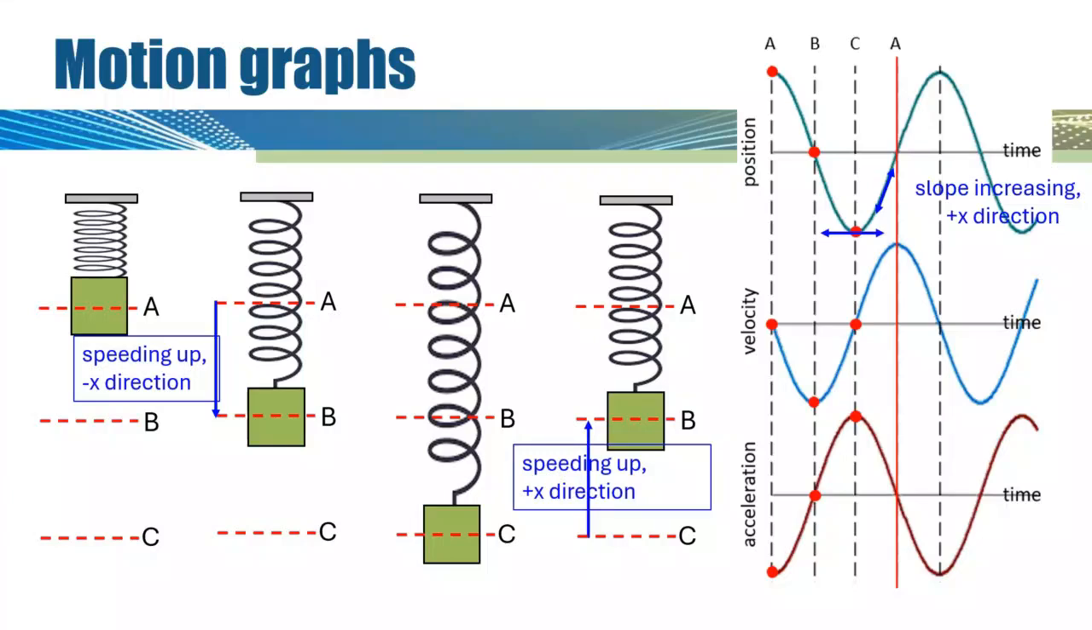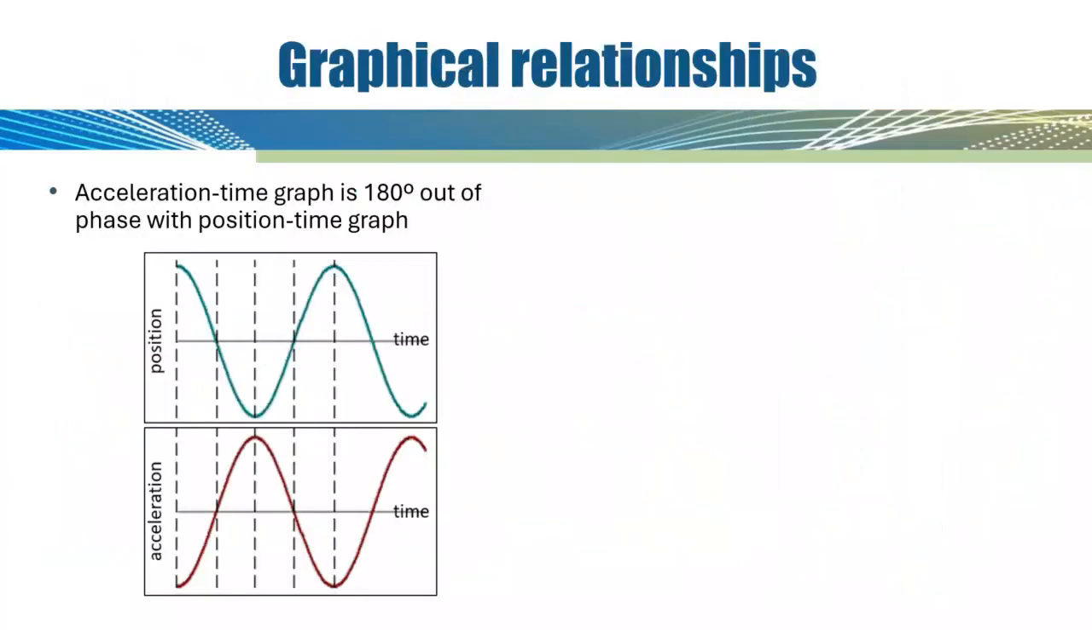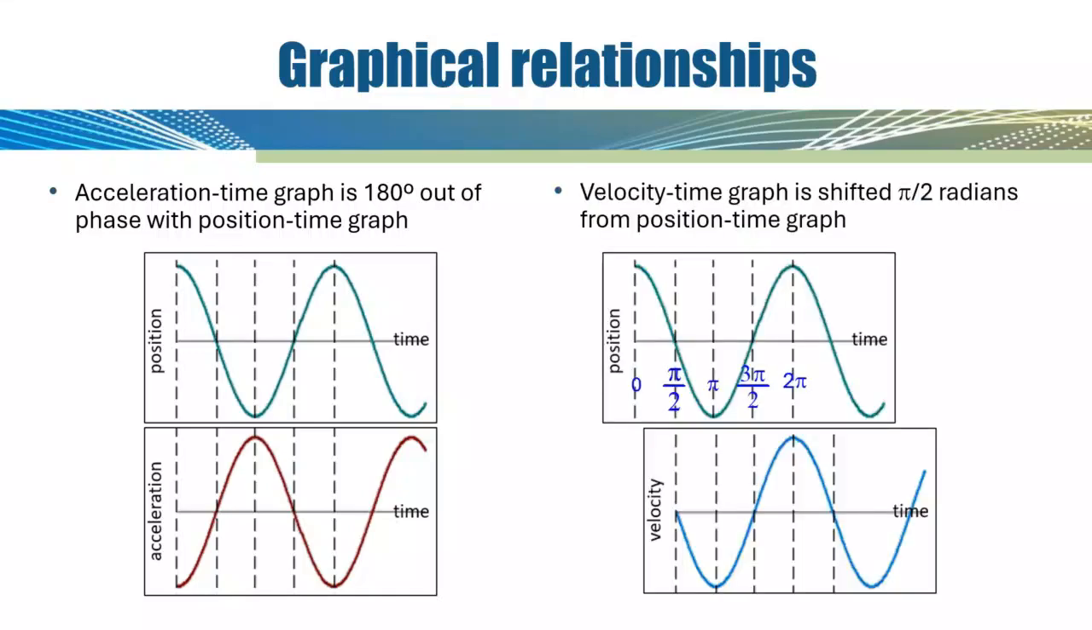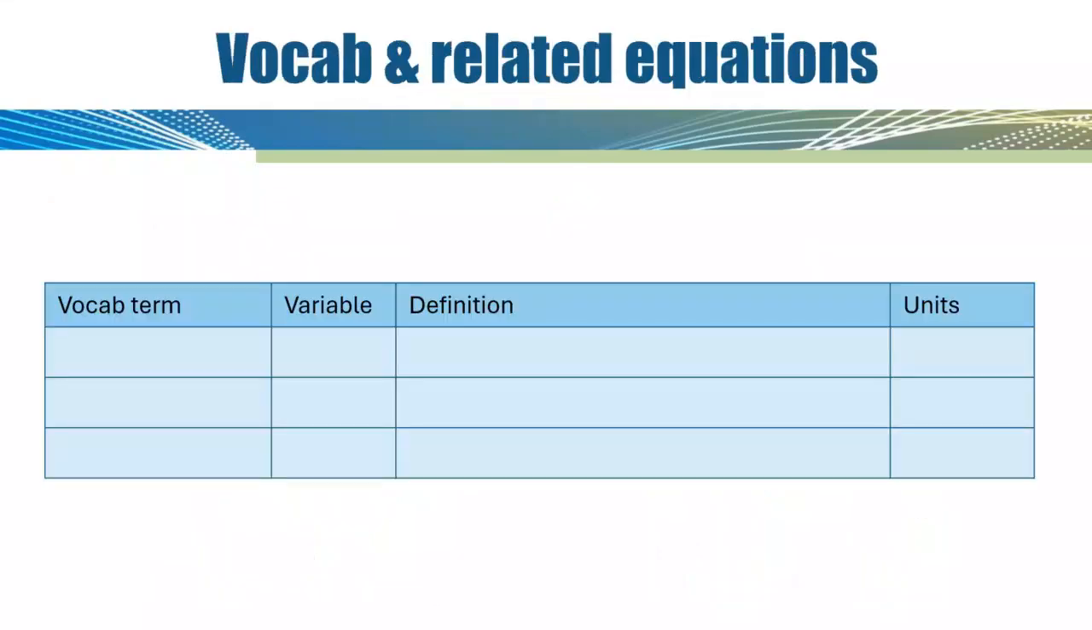When the system returns to equilibrium again, the displacement is 0, the acceleration is 0, and the velocity is again at a maximum. This time, however, the velocity is at a positive maximum because the slope of the position time graph shows that the system is speeding up in the positive x direction. Just thinking through these first few points should give you enough information to construct the corresponding graphs. You can always check your answers by knowing that the acceleration time graph is always 180 degrees opposite the position time graph, and the velocity time graph is always formed by shifting the position time graph pi over 2 radians to the left. Let's look at some vocab terms and related equations.